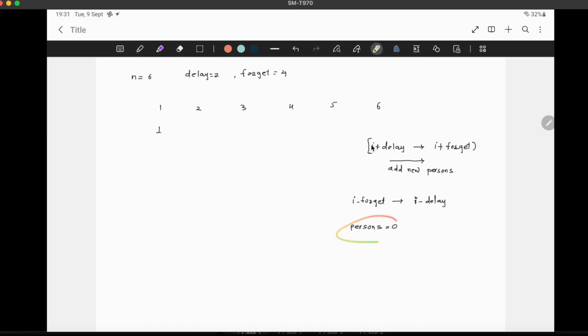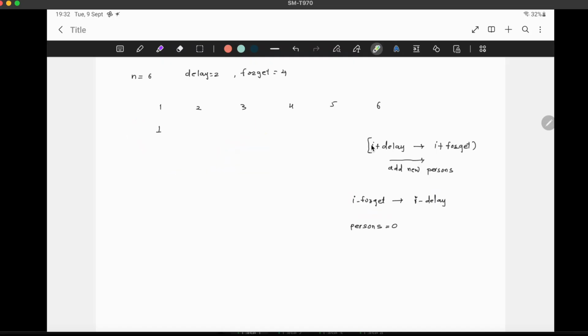Our range, when we look in the backward direction, starts from I minus forget. On that particular index I minus forget, we will check how many persons are there. If we have that value in the DP array, it is guaranteed that those persons will forget, so they will not update this particular one.